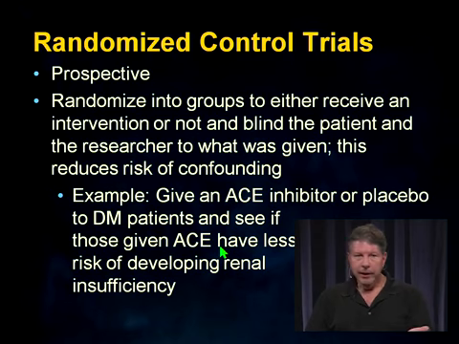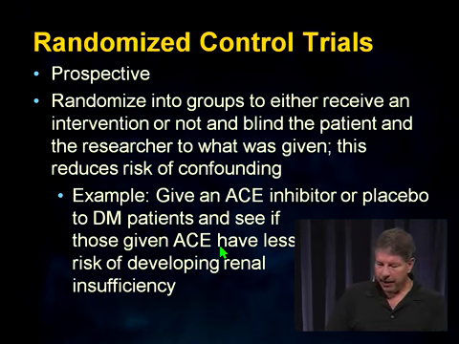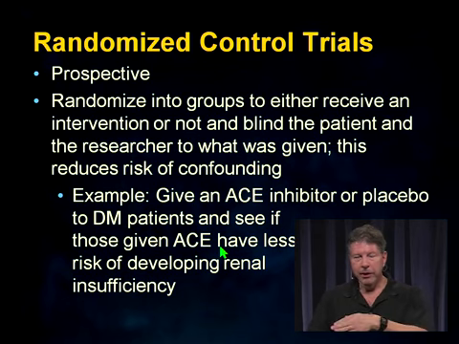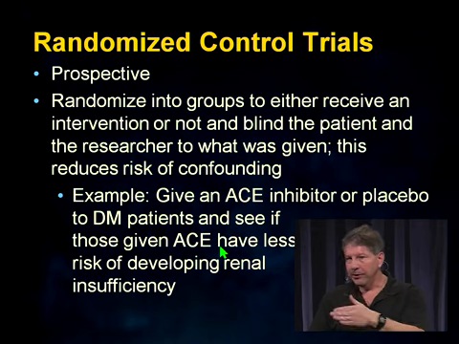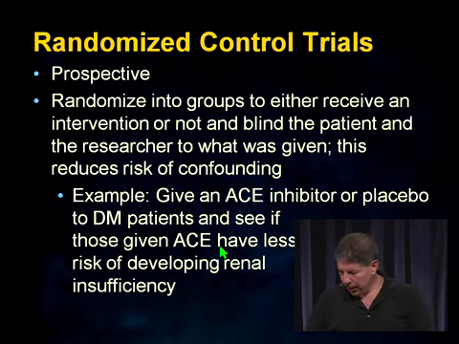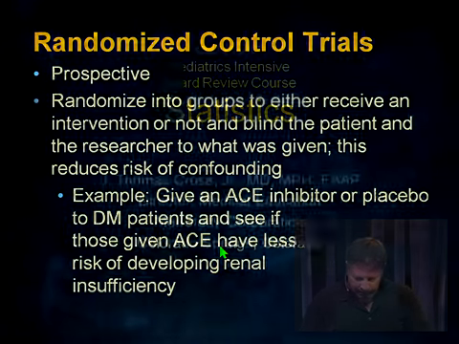So an example is, let's say we want to look at ACE inhibitors or placebo in our adolescent diabetic patients and see if those given the ACE have a less risk of developing renal insufficiency when they're adults. Okay, so this would be a prospective trial, and they get placebo or not, and then you would be blinded, and then you'd follow them and see, is their creatinine rising or not down the road. Okay, so best study. All right.